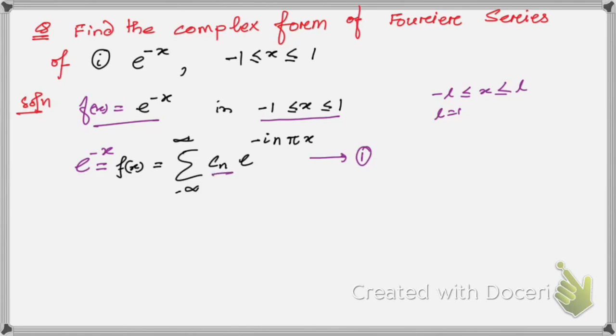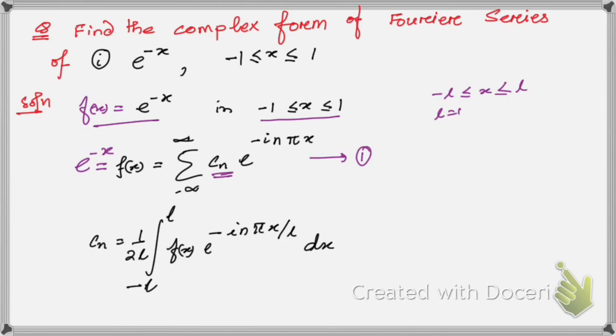And how to obtain the Cn? We know the value of Cn is given by this formula. Cn is equal to this. So here L will be equal to 1, so let me make it 1. So here we're going to have plus 1, and this is going to be minus 1. And here 2 ones are 2, so we're going to get 2 here. So hope you have understood this. So now let us obtain the value of Cn here.